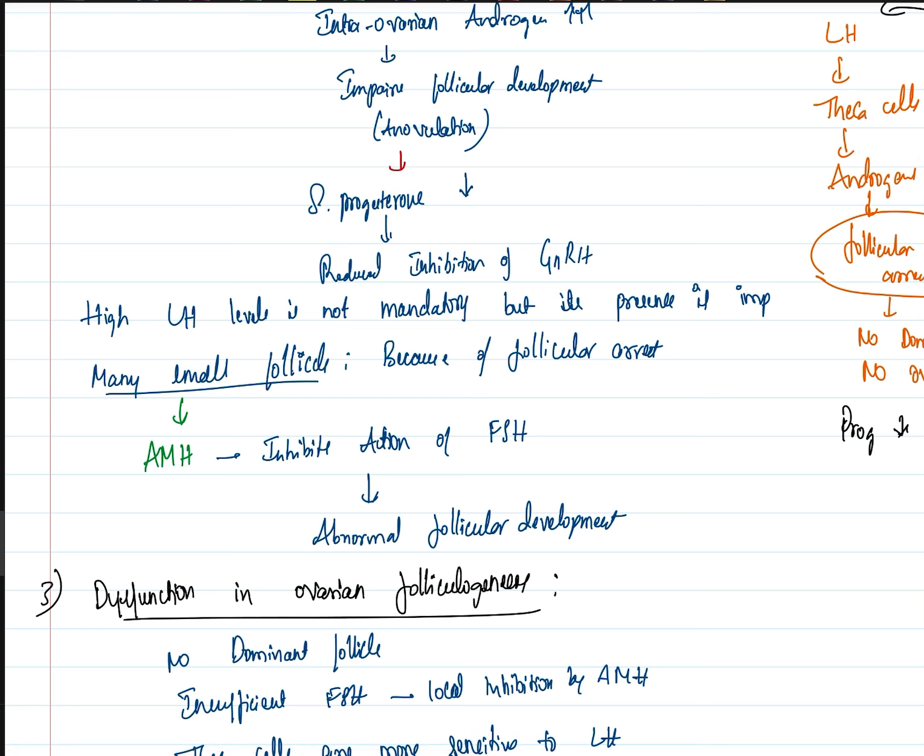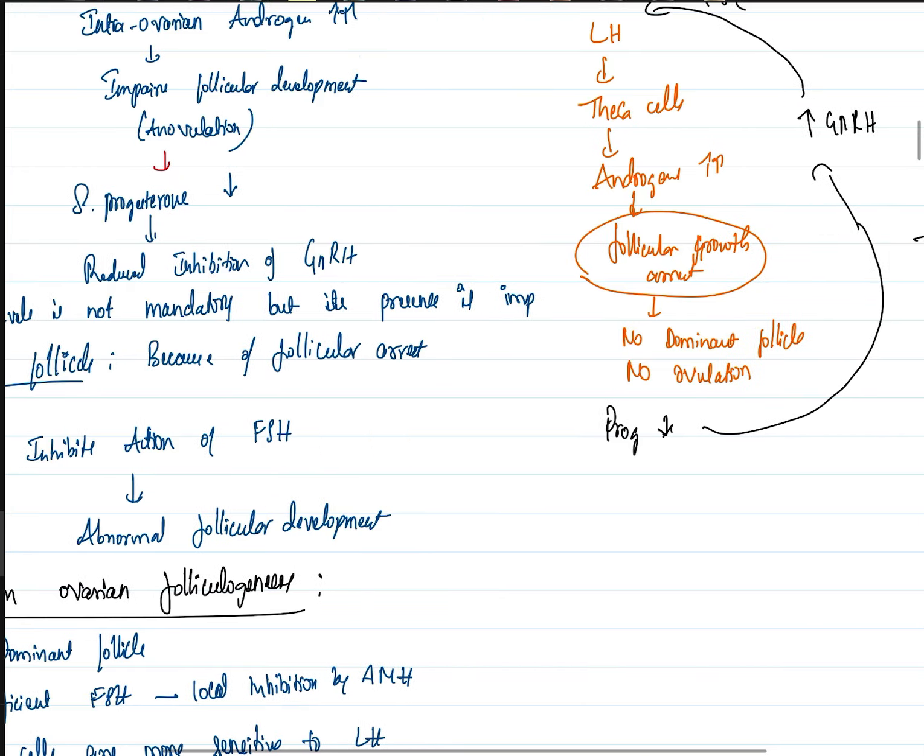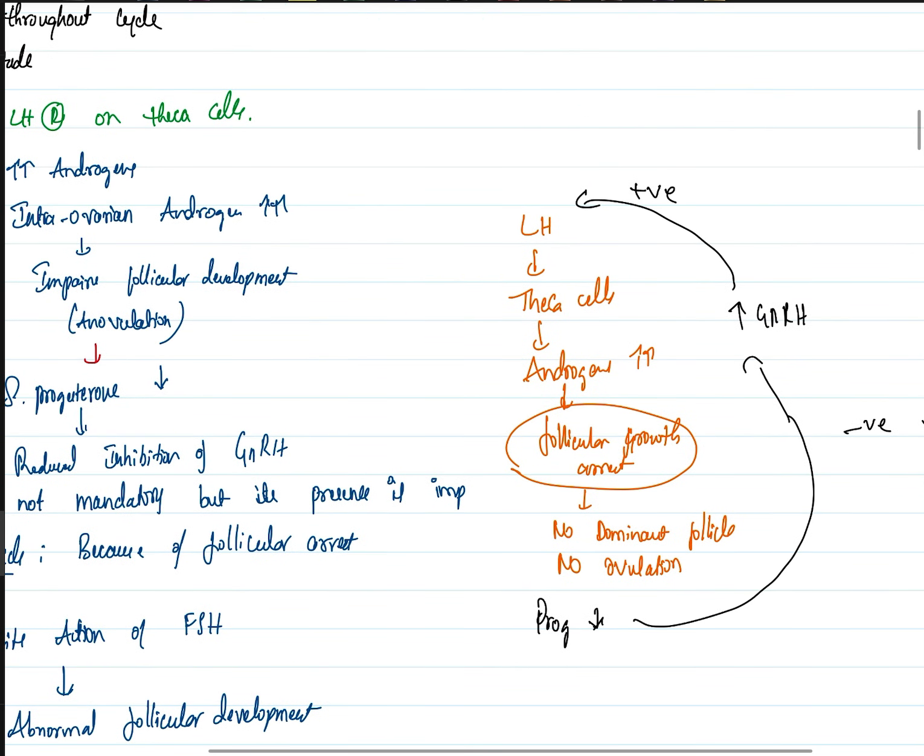These small follicles produce AMH, which again inhibits the action of FSH. There is again abnormal follicular development. So what happens in PCOS? There is increased LH, increased AMH, decreased FSH. Okay, the same thing I have written here.